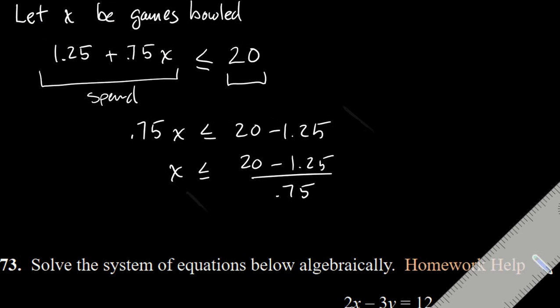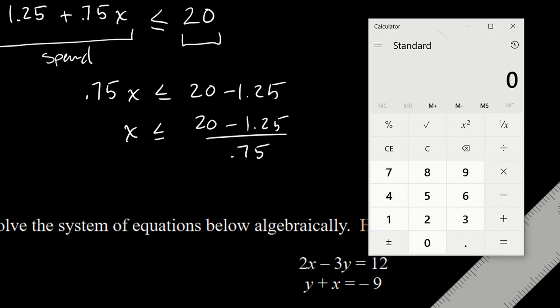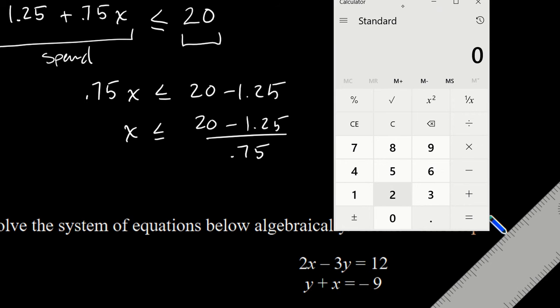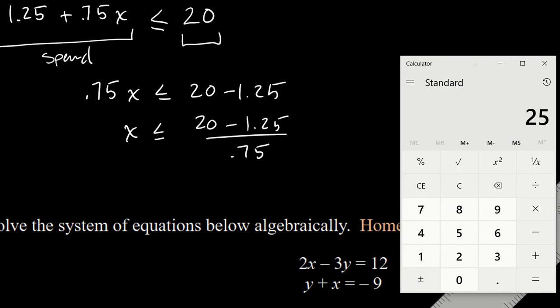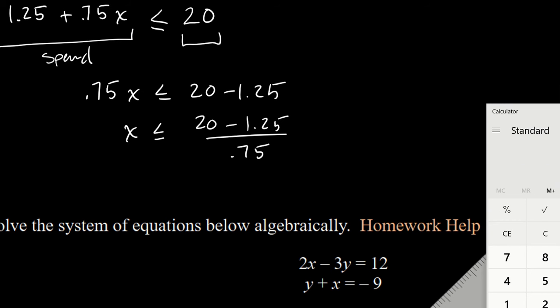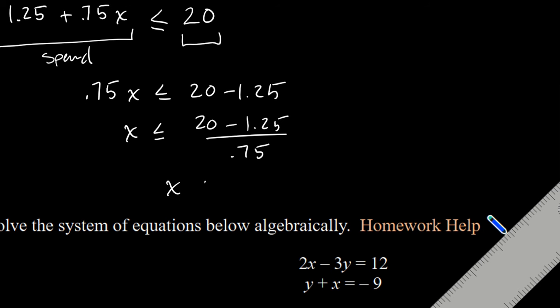Of course, it'd be nice if I could evaluate that expression. So let me grab a calculator here. So we're looking at 20 minus $1.25. So my numerator there is $18.75, and I'm going to divide that by 0.75. When I do that, I get 25. And it's not $25, it's 25 games. And apparently, so X can be less than or equal to 25. Or what it is, it's games, G-A-M-E-S. So he can play 25 games.